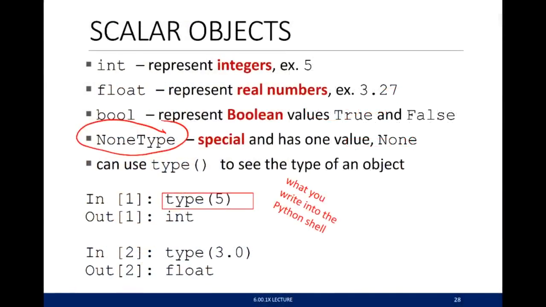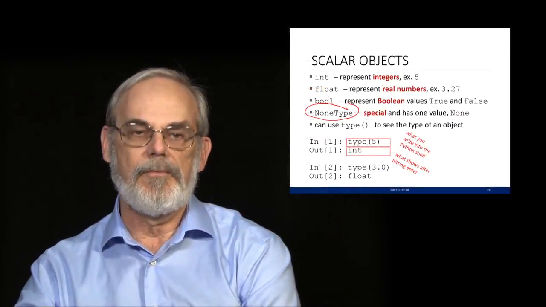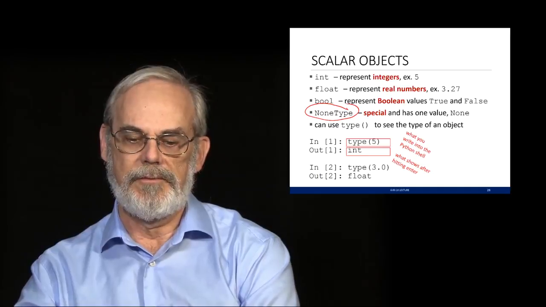Again, just to recap, what this says is, here's what I'm going to type in to this Python shell. And here's what shows up after I hit enter. And In and Out are simply going to identify what I typed in and the output that you've recovered.